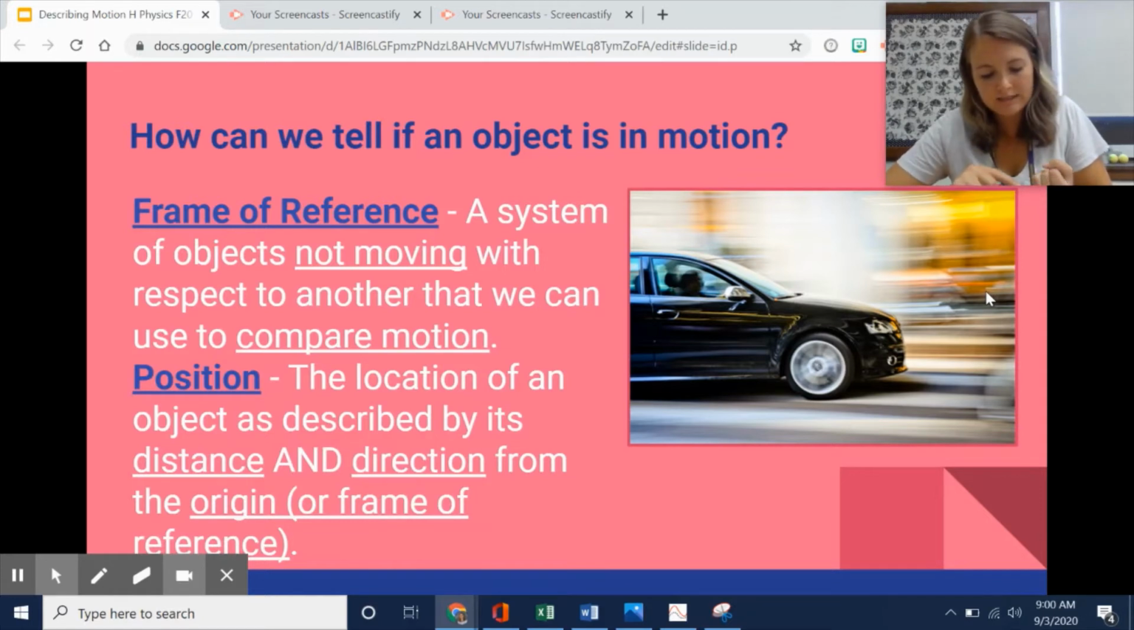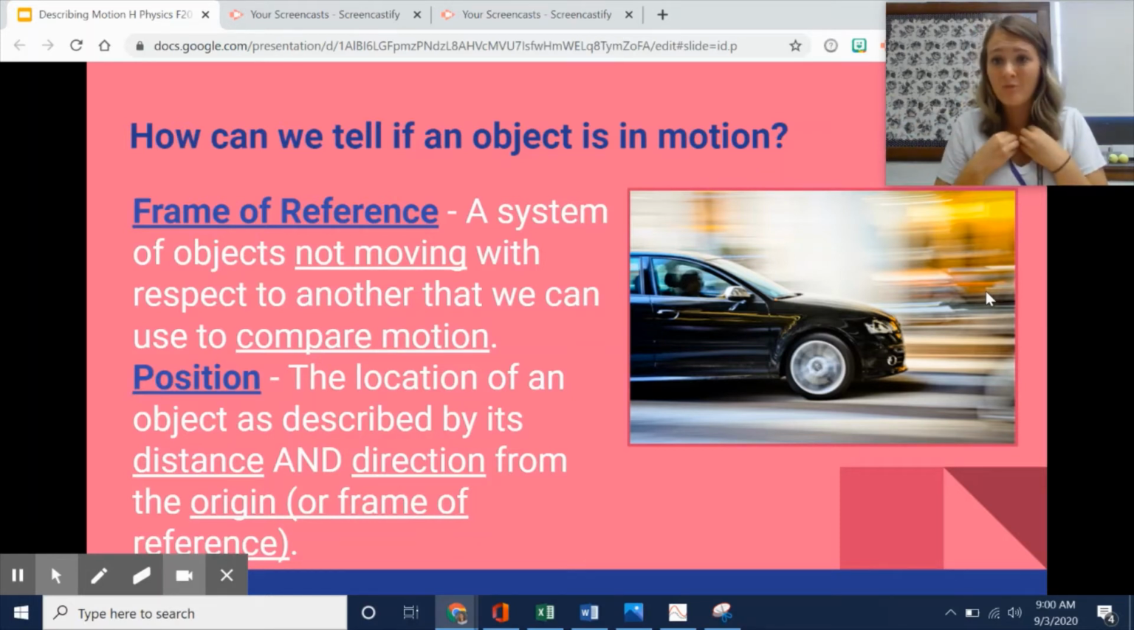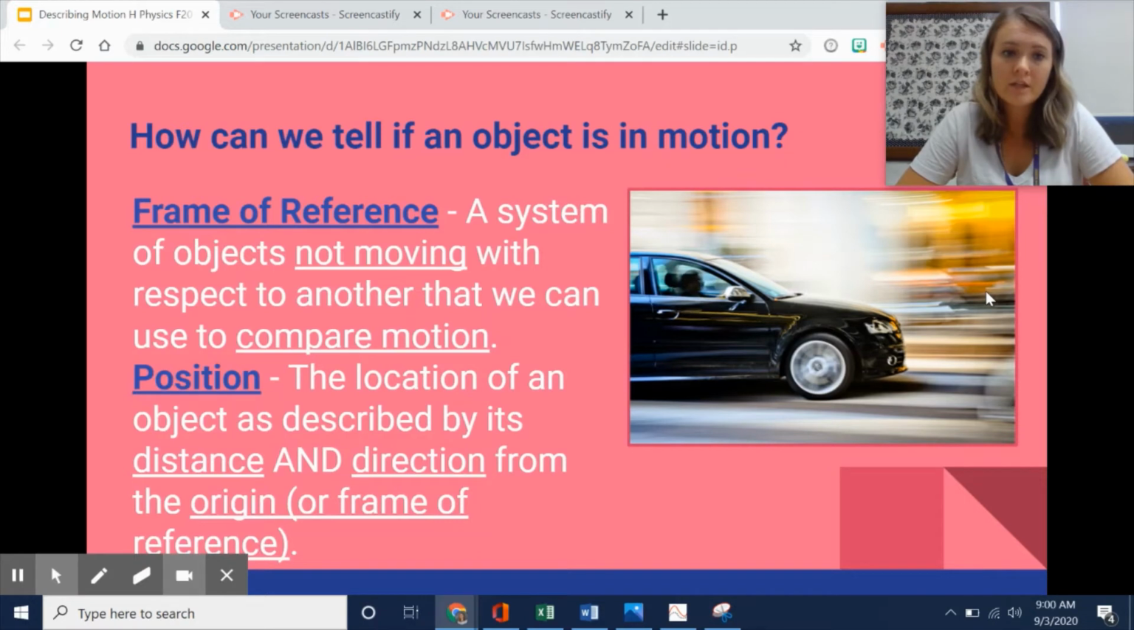You'll notice we picked things like trees, houses, street signs. You probably could identify so many more. We pick those objects because they're not moving. It's easier for us to compare our motion with something that's not moving. Comparing yourself to other cars is probably not a good idea because it's hard to tell, am I the one moving or is that other car moving? So the big idea there is that system of objects that we like to compare motion with, we call a frame of reference.